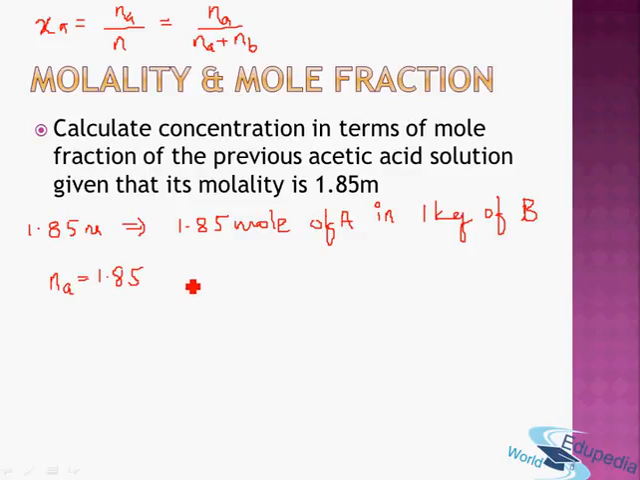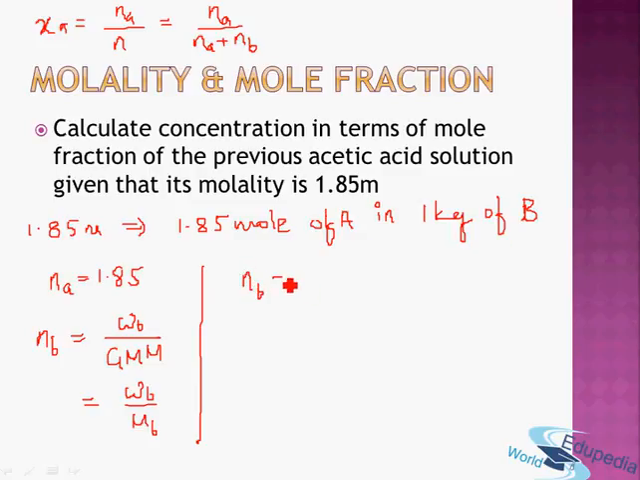What I need is Nb. How do I calculate Nb? Nb is moles of solvent, which is given by mass of solvent divided by gram molar mass of solvent. That is Wb divided by capital Mb. So let's see if I have mass of solvent. I have mass of solvent as 1 kilogram of B. Converting it into grams, kilogram to gram, multiply with 1000. So I have 1000 gram as mass of solvent. Do I have molar mass of solvent? Mb is molar mass of solvent.